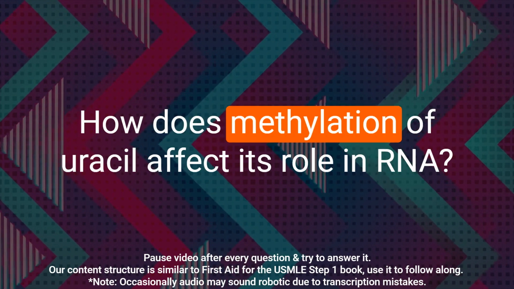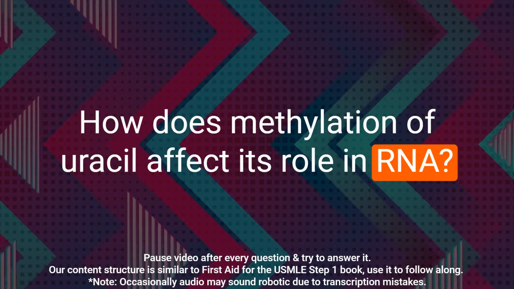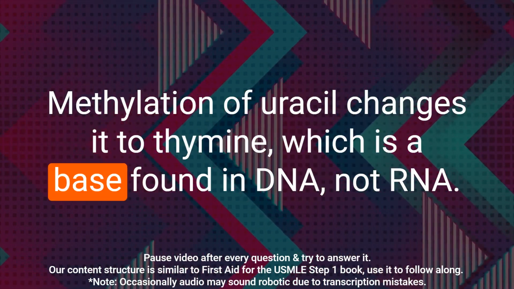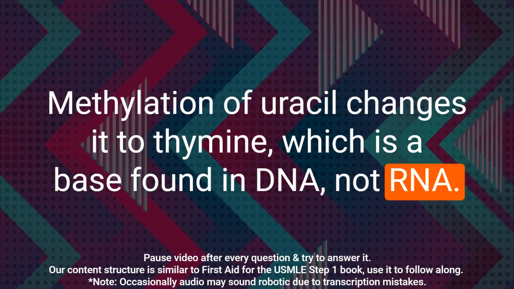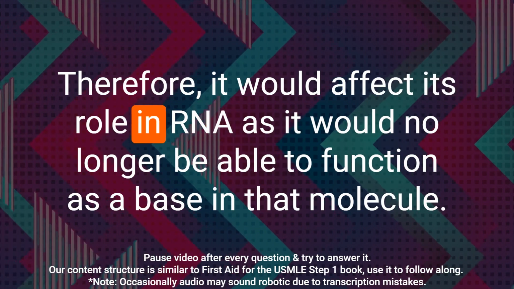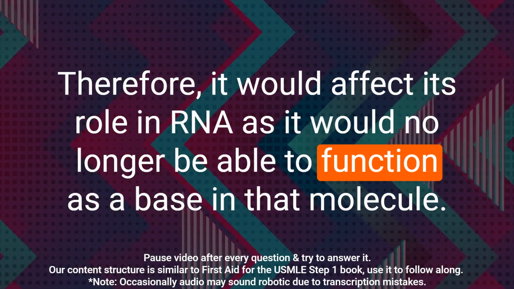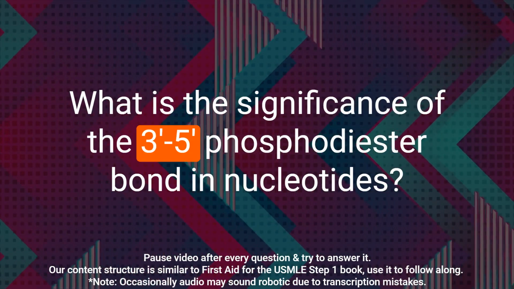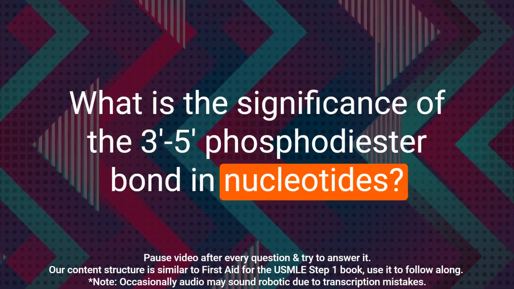Question: How does methylation of uracil affect its role in RNA? Answer: Methylation of uracil changes it to thymine, which is a base found in DNA, not RNA. Therefore, it would affect its role in RNA as it would no longer be able to function as a base in that molecule.